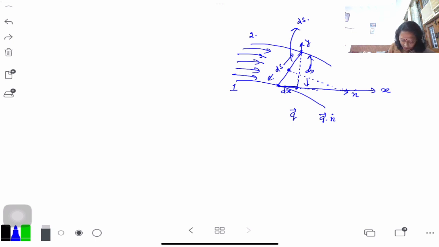In the x direction I have a velocity component u at a point of ds, and a velocity component v in the direction of y, in such a way that if this angle is theta, then naturally there will be two directions, one along n. I'll mark it later.